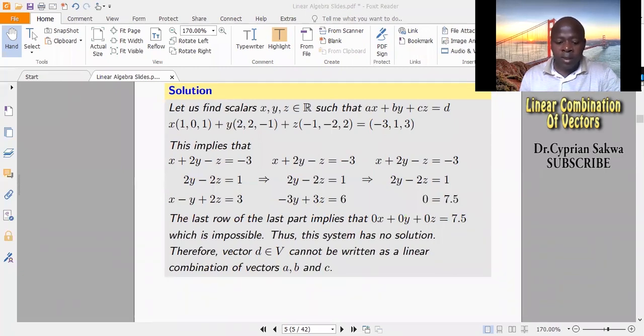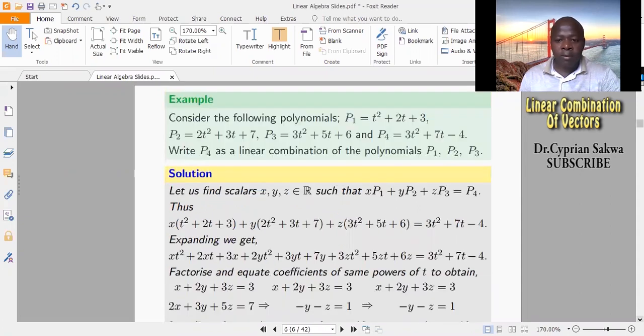So we've seen an example where we cannot write a vector as a linear combination of the other vectors, and we've seen two examples where it's possible. So this knowledge can be extended even to polynomials. If we have polynomials, we can extend the same knowledge to polynomials. And so let's see how we do that.